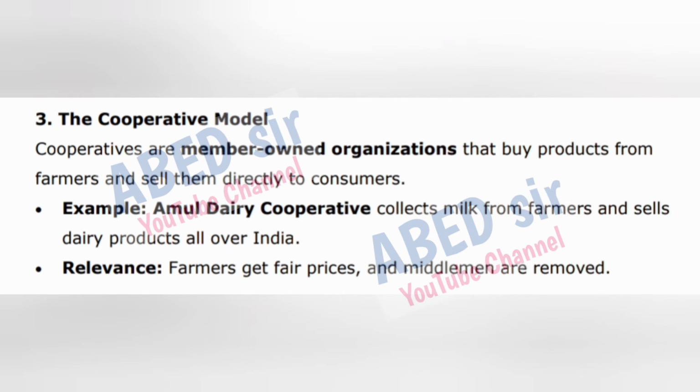3. The cooperative model. Cooperatives are member-owned organizations that buy products from farmers and sell them directly to consumers. Example, Amul Dairy Cooperative collects milk from farmers and sells dairy products all over India. Relevance, farmers get fair prices and middlemen are removed.